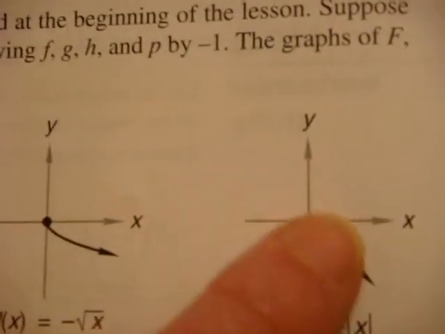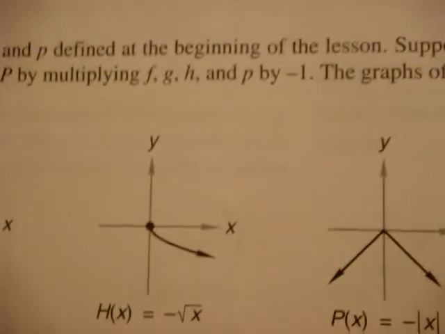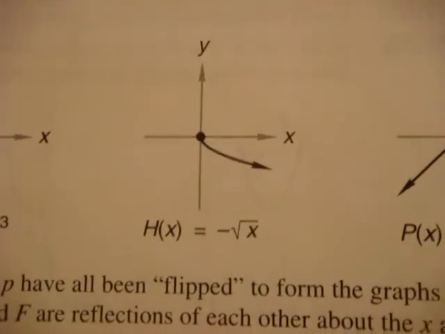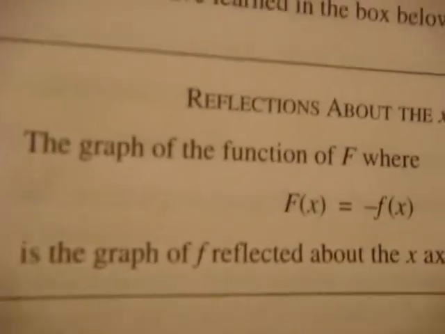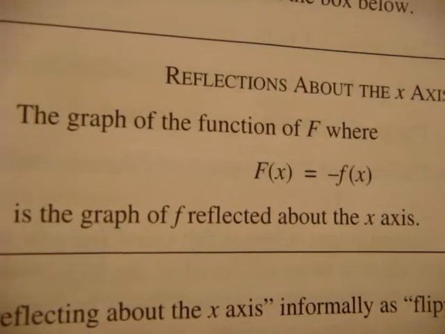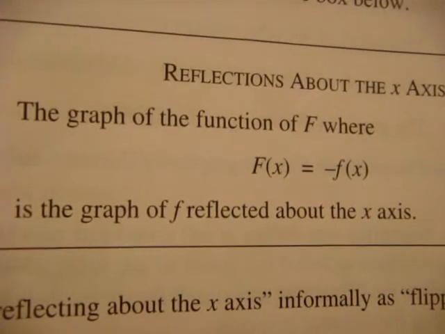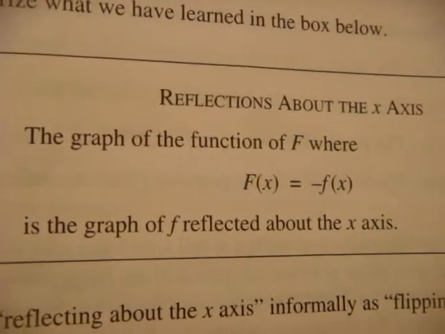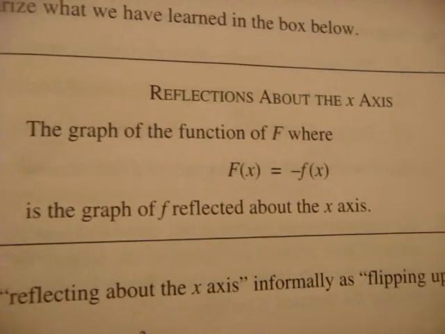And the absolute value just totally flipped. All we did here was put a negative in front of the absolute value, and it causes the whole thing to flip. Here's our little rule about this. It says the graph of a function f, where f of x equals negative f of x, is the graph of f reflected about the x-axis. So hopefully that isn't so hard for you.